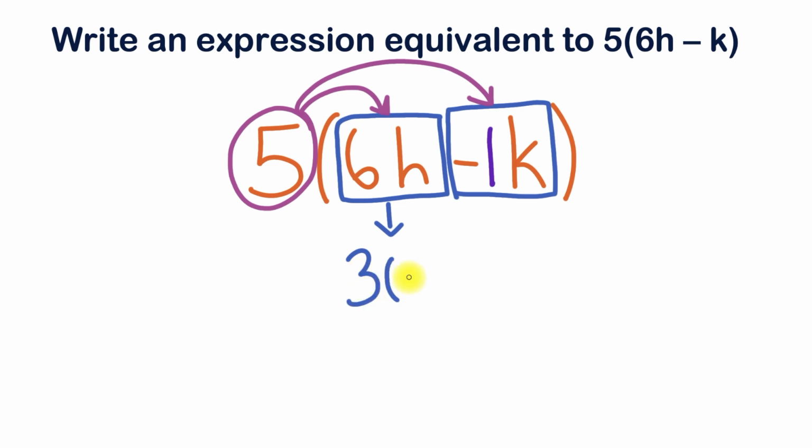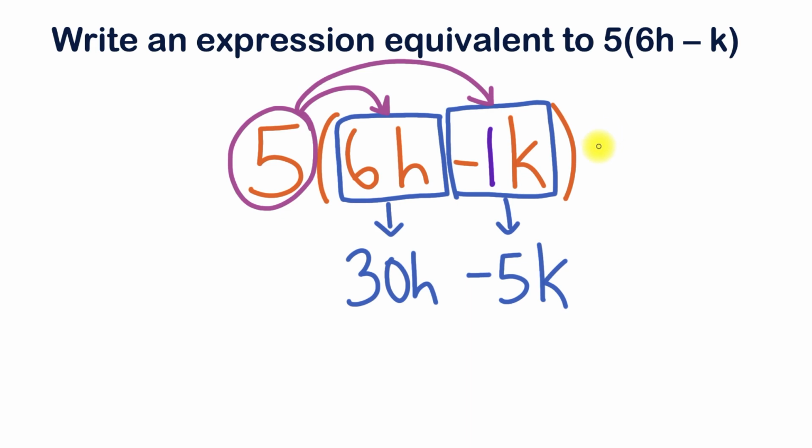But since it's the first term, I don't have to put the positive sign. It's automatically understood. So I'm done with that term. Now I have to go to the second term. We've got 5 times negative 1k. Well, what's 5 times negative 1? Well, that's negative 5. So we'll write negative 5k. There's nothing else inside parentheses, therefore there's nothing else to multiply by, and that means that we're done.